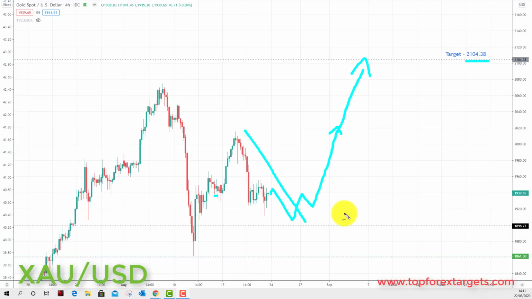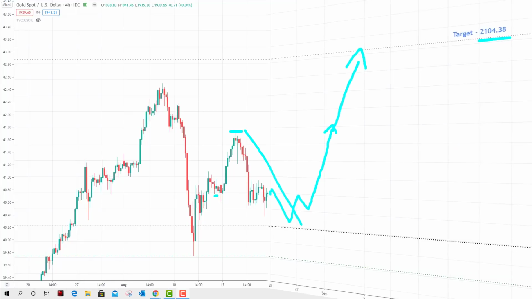So overall, as this uptrend is still intact, we favor long positions. We do see it as long as we do not break the 1861.50 coming up to the 2104.38, but this may take a couple of weeks. Therefore, the highs over here will be our initial target for next week, but our overall target remains the 2104.38.